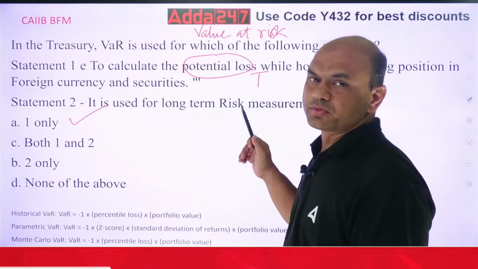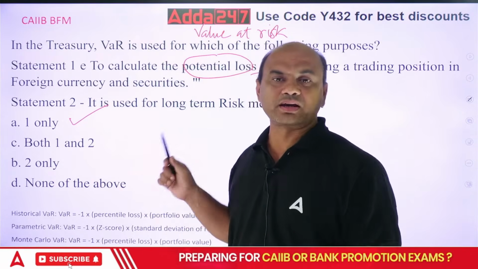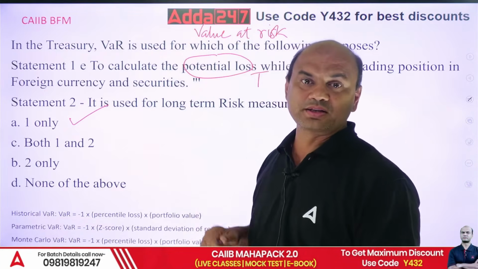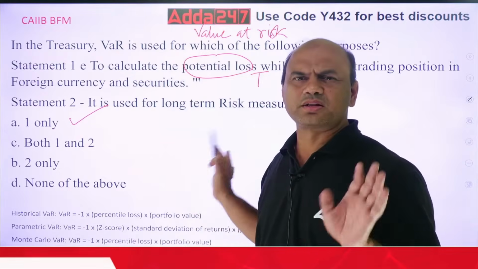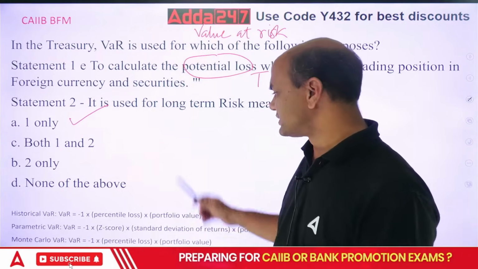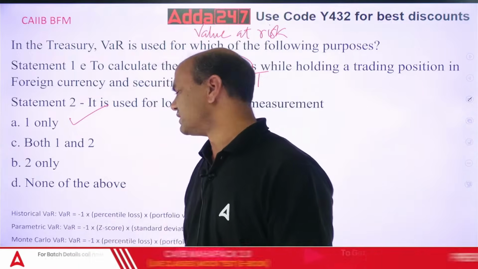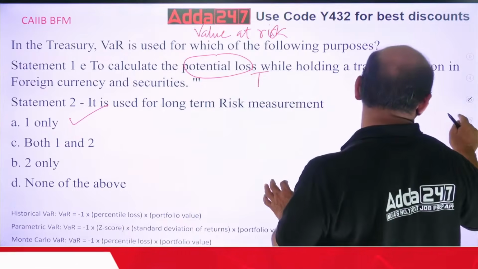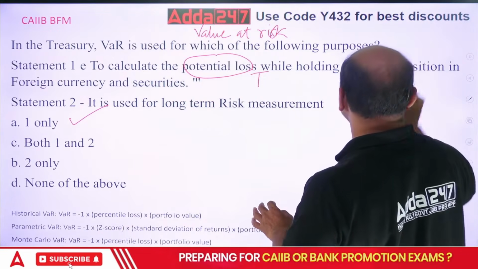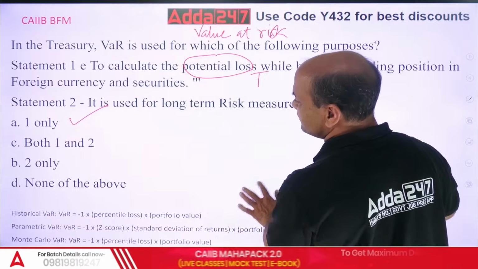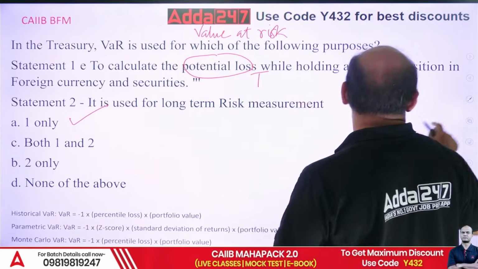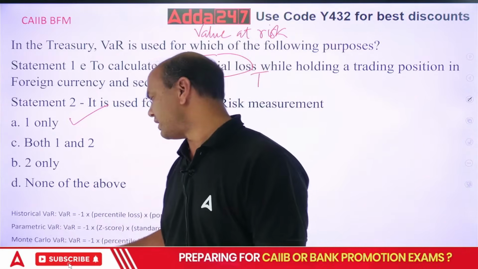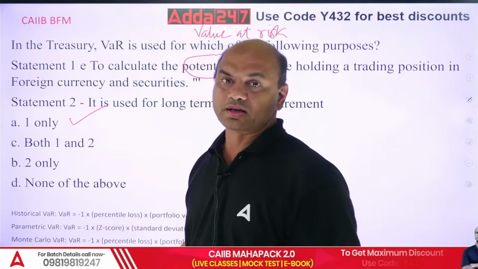Statement 2, some of the books or some of the teachers might say so, but theoretically you can do it, practically it's not possible. In treasury, it's not done. See, VAR is of 3 types. Look at this. Historical VAR, I have given it over here in short. One is historical VAR, parametric VAR, and Monte Carlo VAR. There are 3 types of VARs.